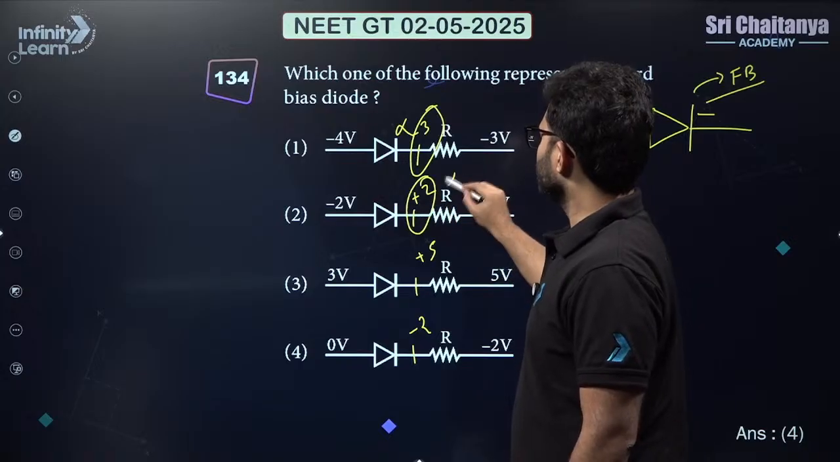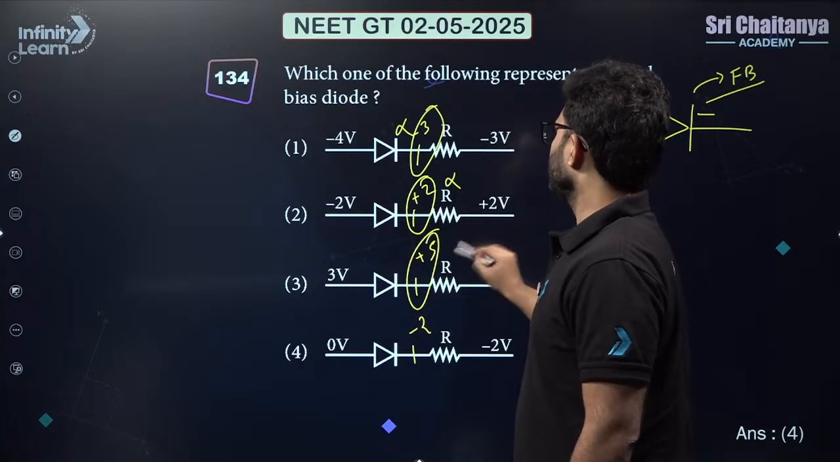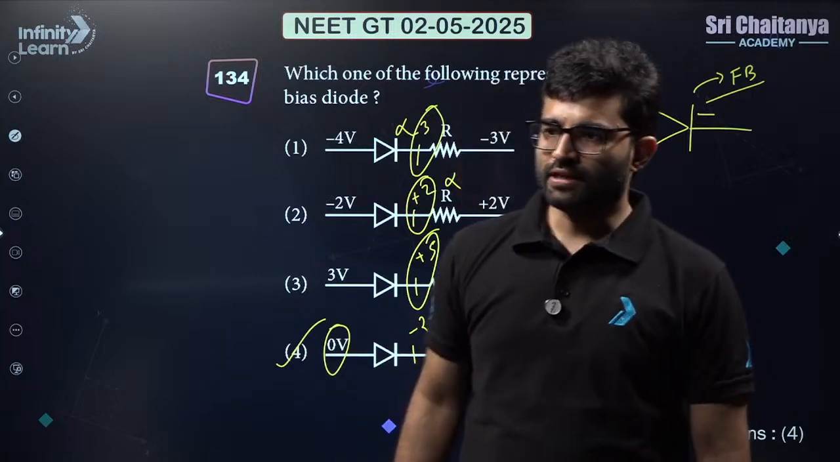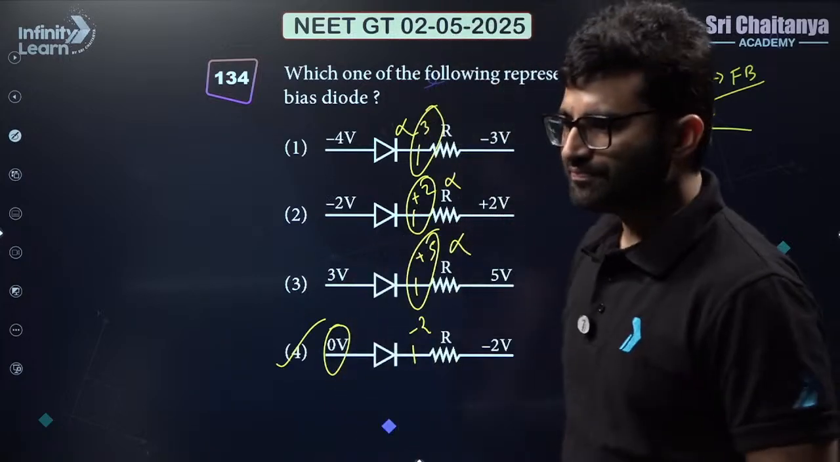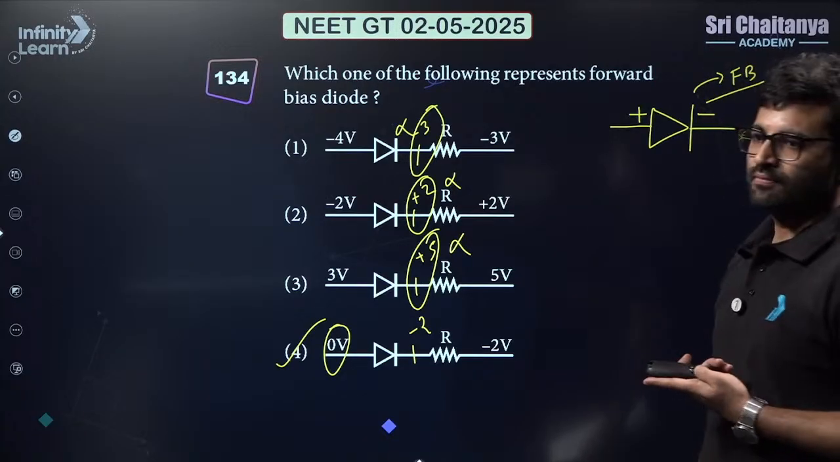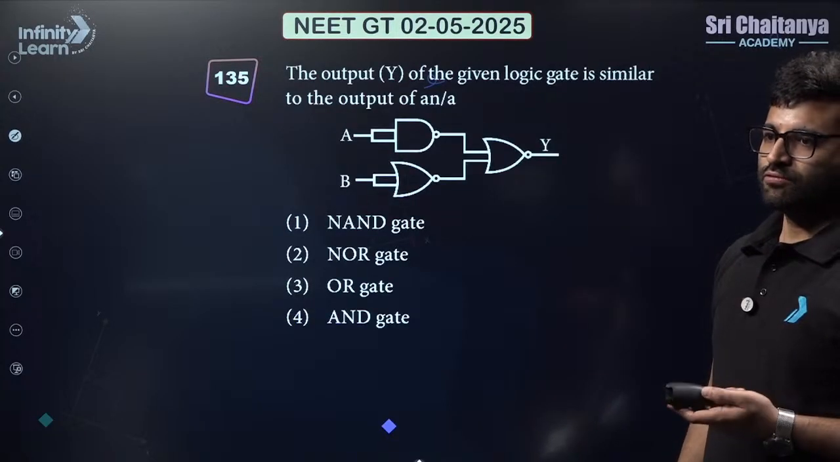Again, this is greater, this is not the answer. Again, this is greater, this is not the answer. In this, 0 is greater, so this is the answer. So that is forward bias. Yes? Clear? Understood? So this question came in CT.